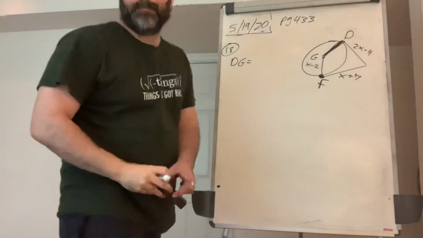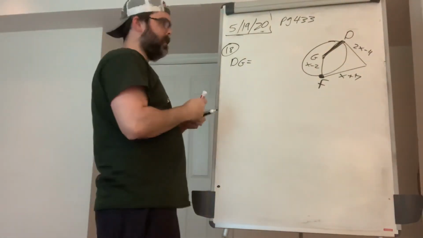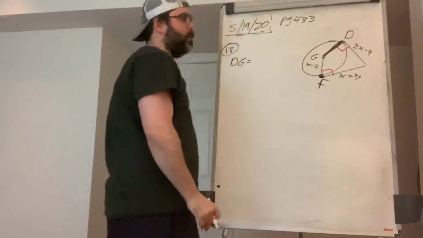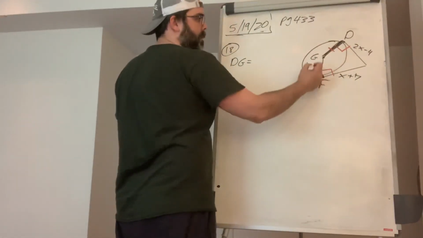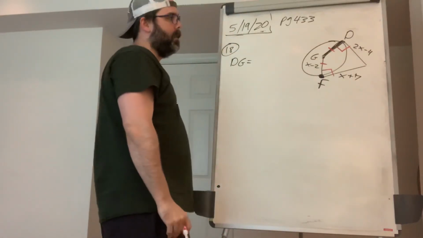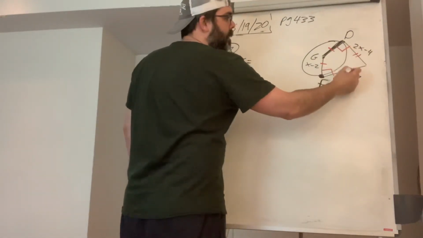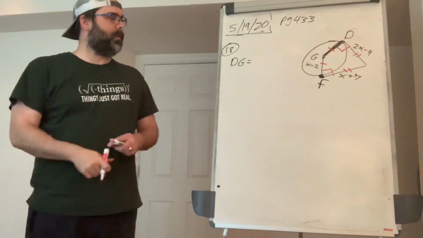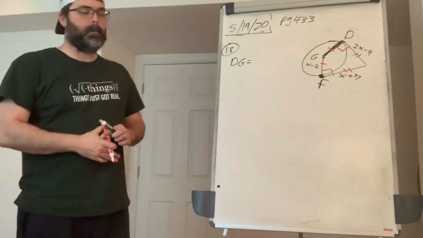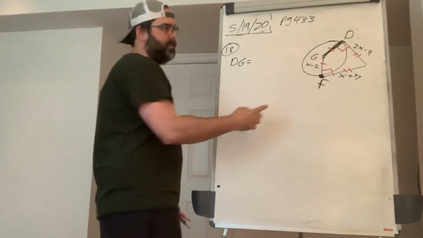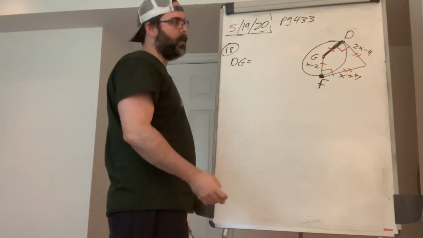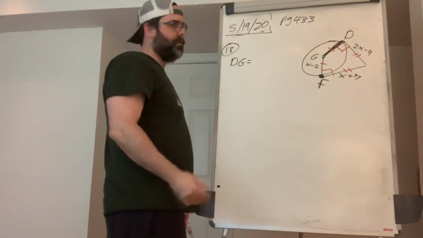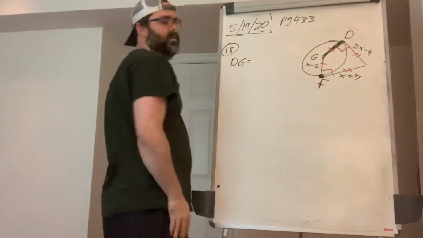Okay, now here's a couple things. We know that these are right angles because they are tangents. We also know that this is congruent to this because they are radii. We know that this is congruent to this because of the second theorem we learned, the tangents of a circle theorem. So basically we're going to use these two here to find x, and then we're going to use x to plug it in here to find out what GF is. And once we find out what GF is, we know it's the same as DG, so we found it.